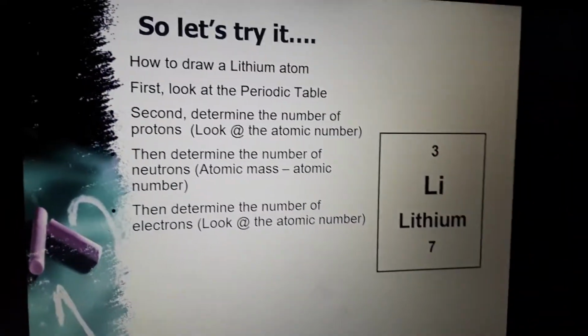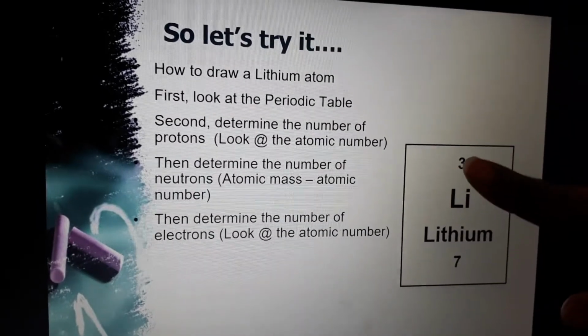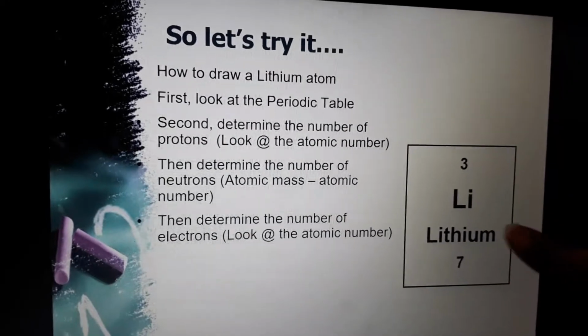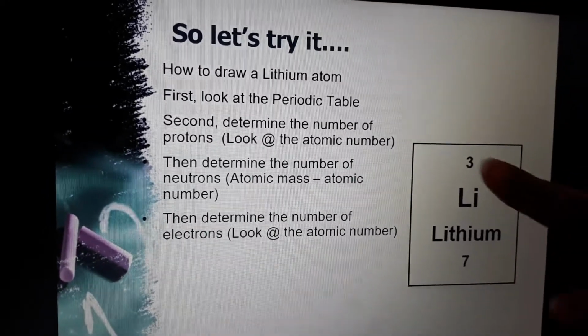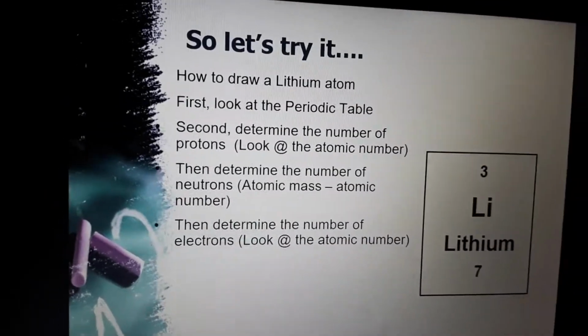Okay. Now, when we look at lithium, this is lithium. Remember what this is: 3, the number of protons and electrons, the abbreviation, the name, atomic mass. So if I wanted to find the number of neutrons in this, I would subtract 7 minus 3, and that would tell me I would have 4 of them.